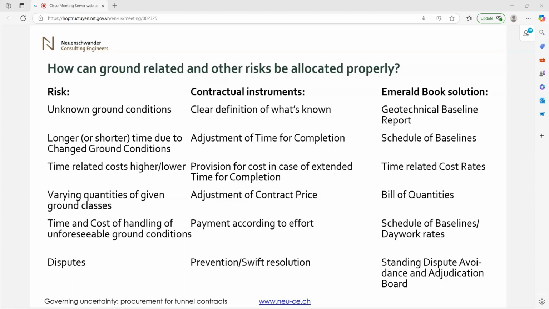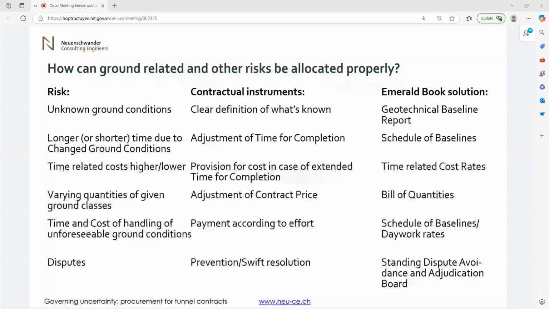We may have varying quantities of given ground classes. We may have in our project a series of ground classes that need to be faced by the contractor when he does the works, and the quantities may vary, and they certainly will vary. So we need to adjust the contract price. This we will do for excavation and lining through a bill of quantities.